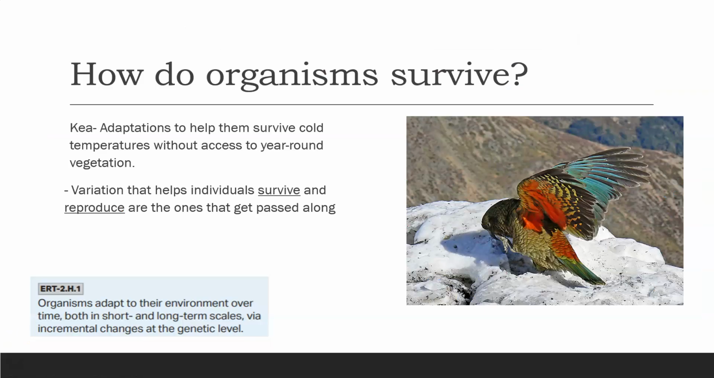So how do organisms survive? There has to be variation. And one of my favorite examples of adaptation is the kea, which is the only alpine and carnivorous parrot. And they have these adaptations which help them survive cold temperatures where they don't have access to the typical food that a parrot would eat. So original variation in their parrot population before Pangea broke up allowed these individuals to survive and reproduce because those were the ones that passed their genes on.